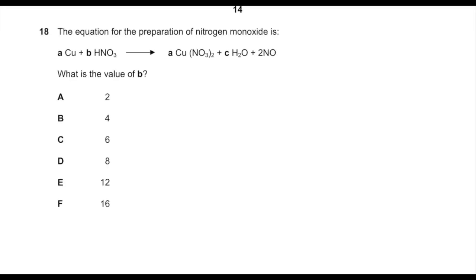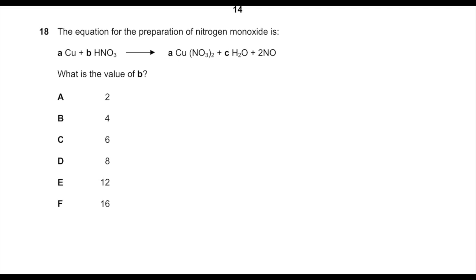The equation for the preparation of nitrogen monoxide is the equation below. What's the value of B? There are two ways that you could do this. I think one way makes more sense than the other due to the actual exam itself. You could do trial and error, which I would recommend, and I would leave this question for right till the end because it's quite time consuming.